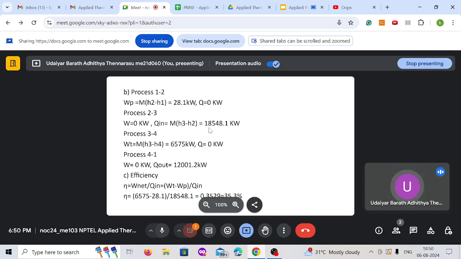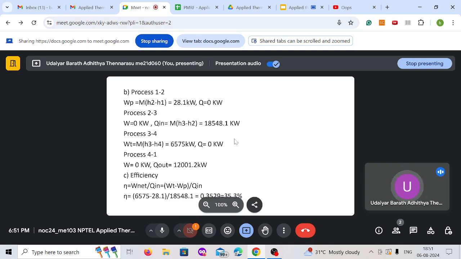And process 3-4 is turbine work. So turbine work is m into H3 minus H4. So it will come out to be 6657.5 kilowatt. And because it's a reversible adiabatic process, your heat is again 0. So if you see, your turbine capacity is 6.5 gigawatts and pump is just 28.1 kilowatts. So that's a huge difference in the size of the pump and turbine. But if you saw in the previous Carnot cycle example, it was pretty close. So your compressor size is also larger.